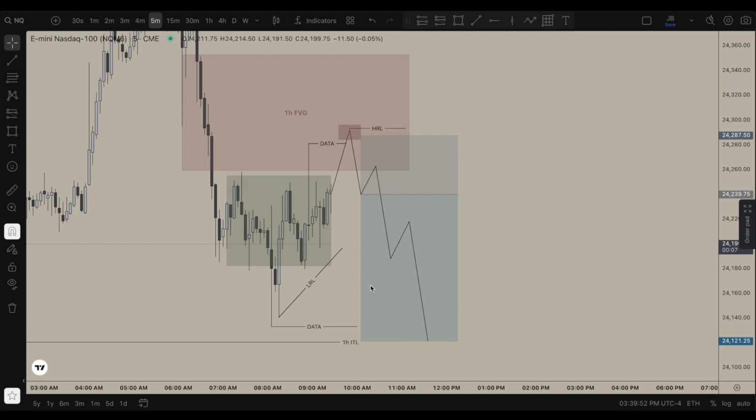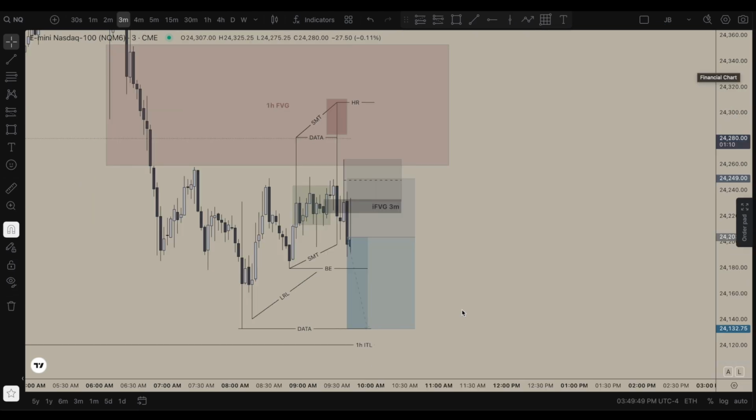So knowing my targets are this low resistance liquidity, data lows, and this 1 hour internal low, what I wanted is to come up into this 1 hour gap, get an inversion fair value gap, enter, put my stop at the high, and target these lows. And that's the exact trade that I took today based off that idea.